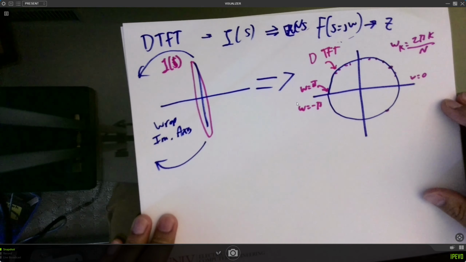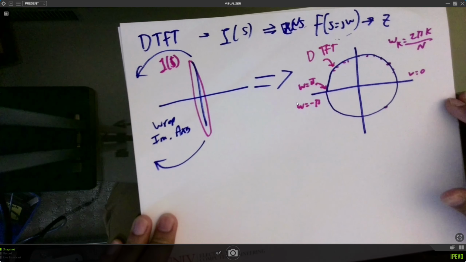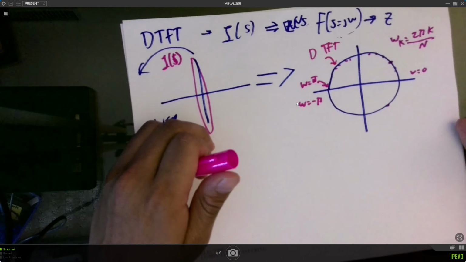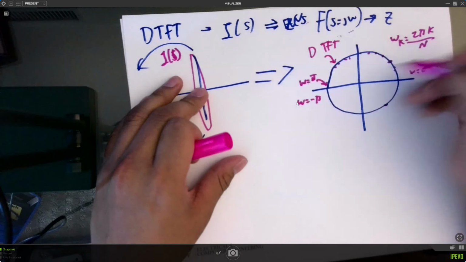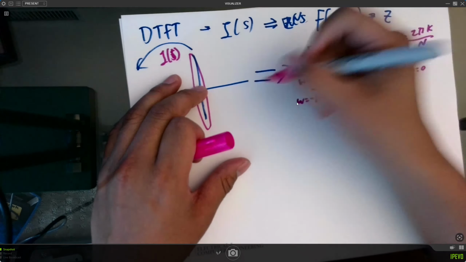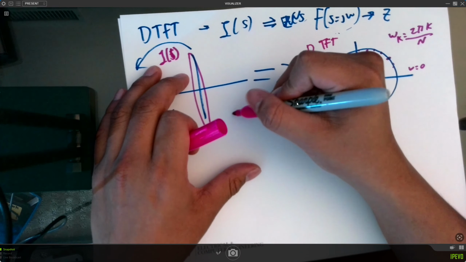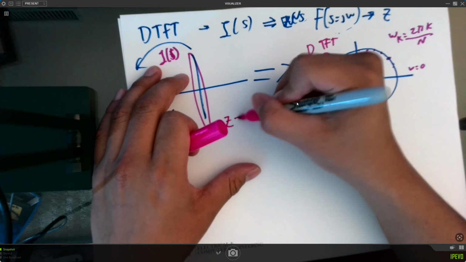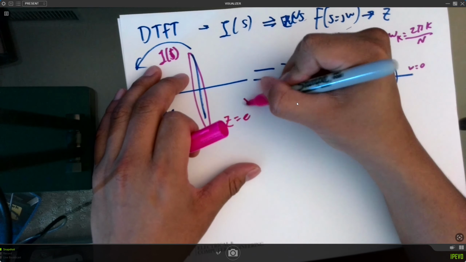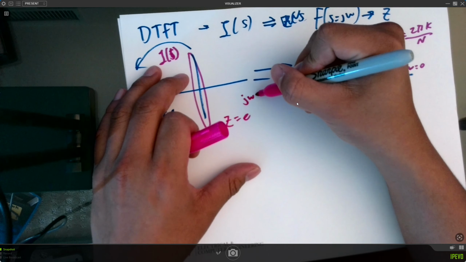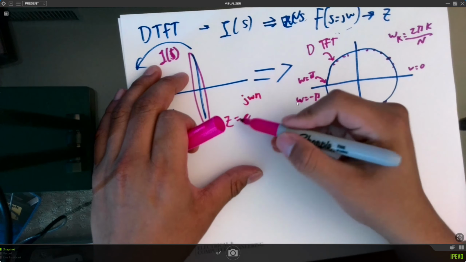So hence why, if you wanted to go from the Z transform to the Fourier transform in a snap, I think the rule is, I don't remember it, I think it's Z is equal to e to the j omega n, or whatever you want.